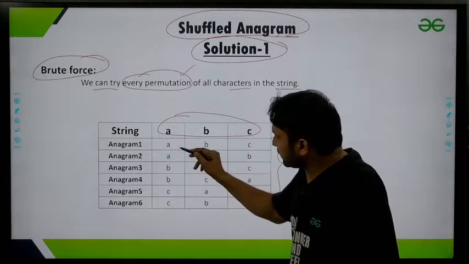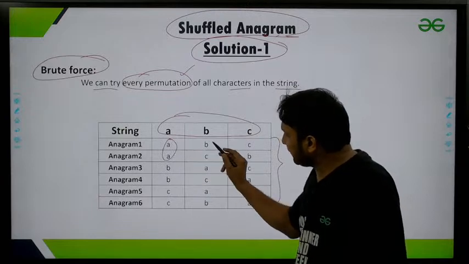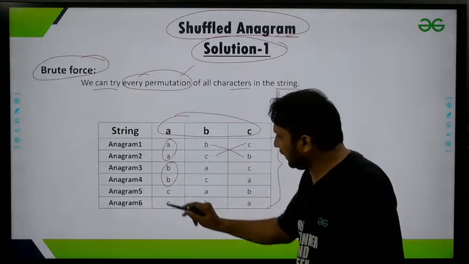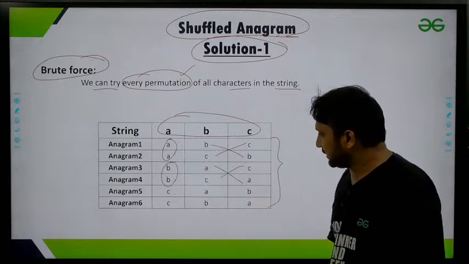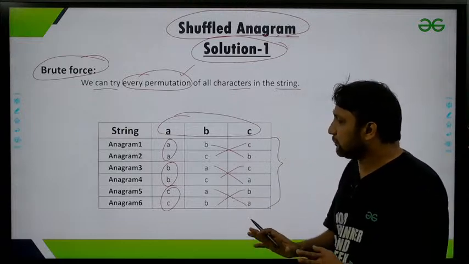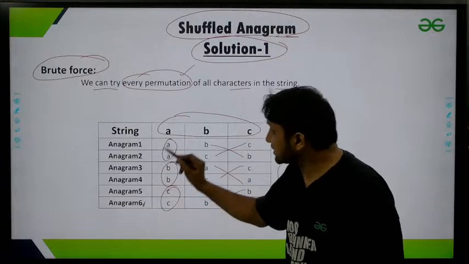Actually, in permutation, I have fixed the A, and I change the position of B and C. I fix the B, I change the position of A and C. I fix the C, I change the position of A and B. So the important part here is that I am able to make six permutations.